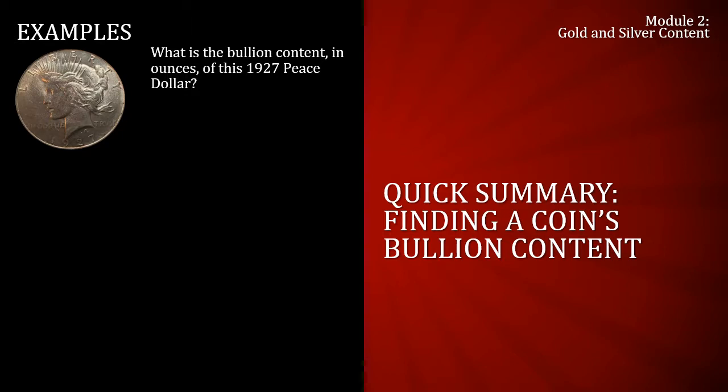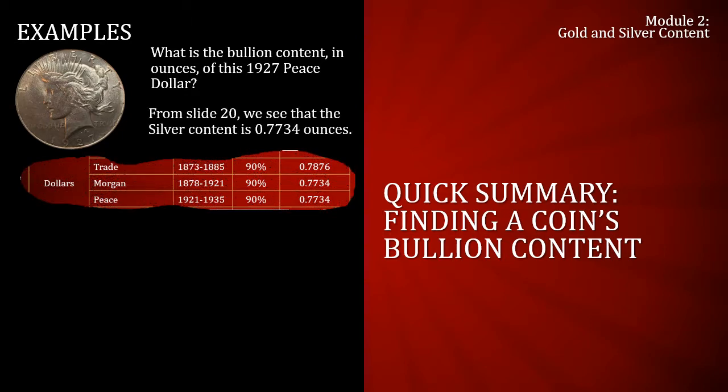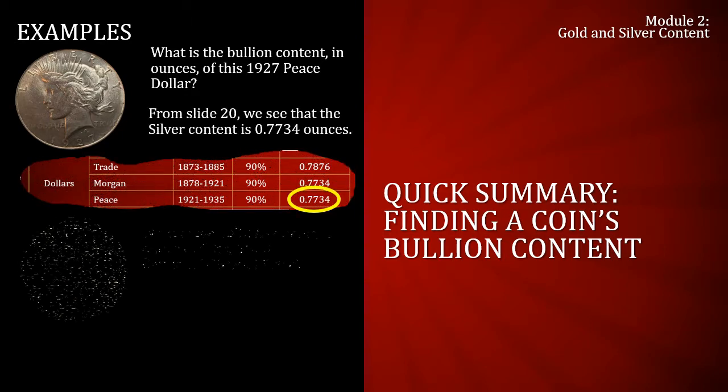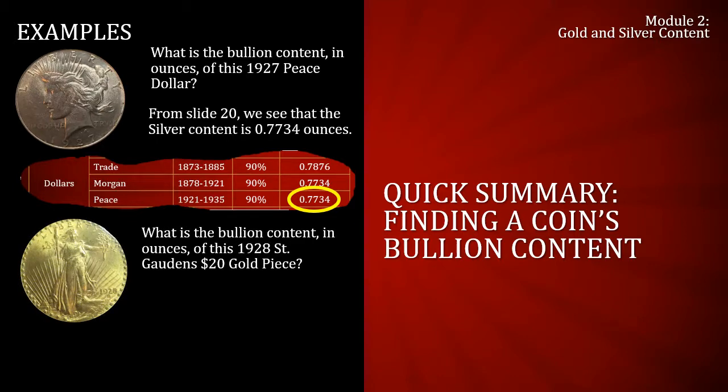Just as a quick summary, we'll look at 2 examples of how to find the coin's bullion content. What's the bullion content in ounces of this 1927 peace dollar? So the idea is to find the slide with the dollars on it, find a peace dollar on there, and then look to see what the bullion content is. So from a snip of the table, we can see here the peace dollar had 0.7734 troy ounces of silver.